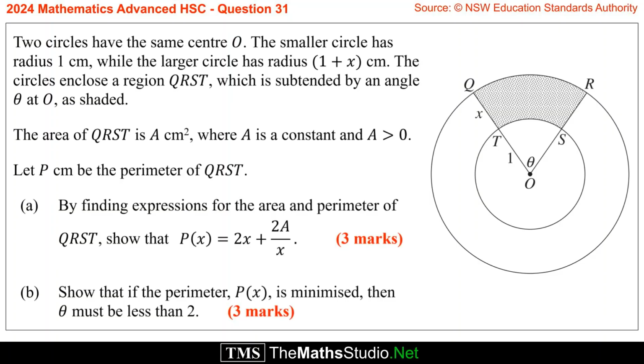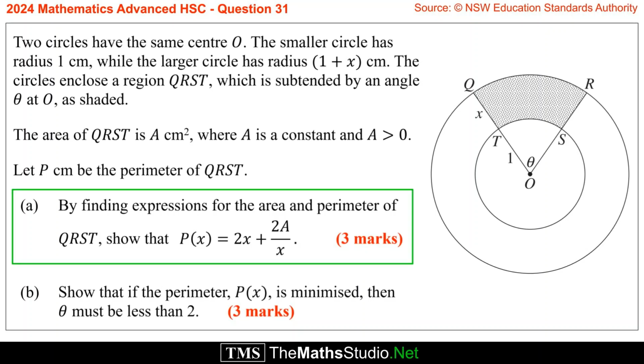Question 31. Two circles have the same center O. The smaller circle has radius 1 centimeter, while the larger circle has radius 1 plus x centimeters. The circles enclose a region QRST, which is subtended by an angle theta at O as shaded. The area of QRST is a square centimeters, where a is a constant and a is greater than 0. Let p centimeters be the perimeter of QRST. Part A. By finding expressions for the area and perimeter of QRST, show that P of x equals 2x plus 2a over x.